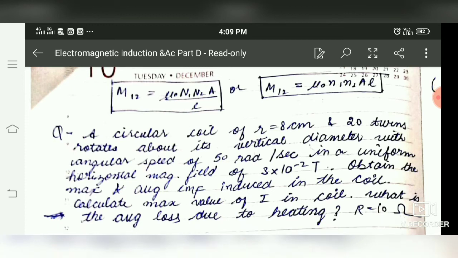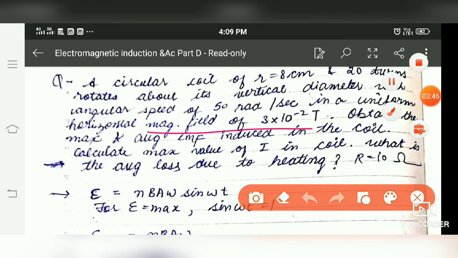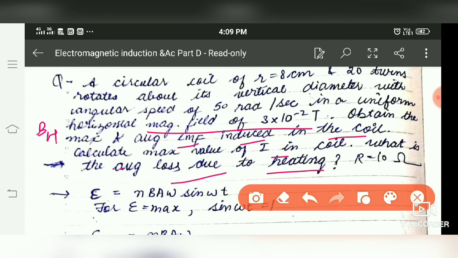We can also calculate further. A circular coil of radius 8 cm and 20 turns rotates about its vertical diameter with an angular speed of 50 radian per second in a uniform horizontal magnetic field. Uniform horizontal means this is BH. Obtain the maximum EMF induced in the coil. Calculate the maximum value of I in the coil. What is the loss due to heating? Average loss due to heating and average EMF you have to calculate.